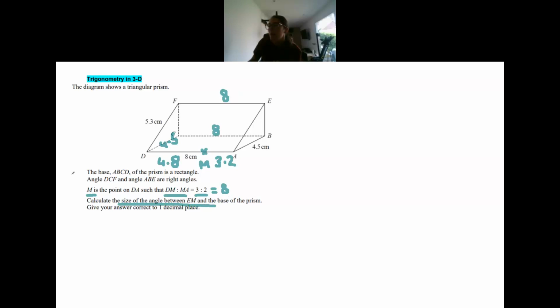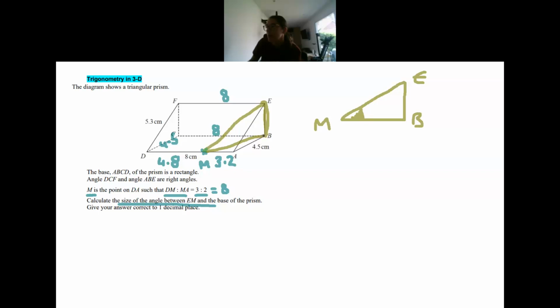Calculate the size between EM, so I'm going from E and I go to M, and the base of the prism. So the base of the prism, like that. So E, B, M is the triangle I'm looking at. I'm looking for this angle here. At the moment, I don't know any lengths on this triangle.